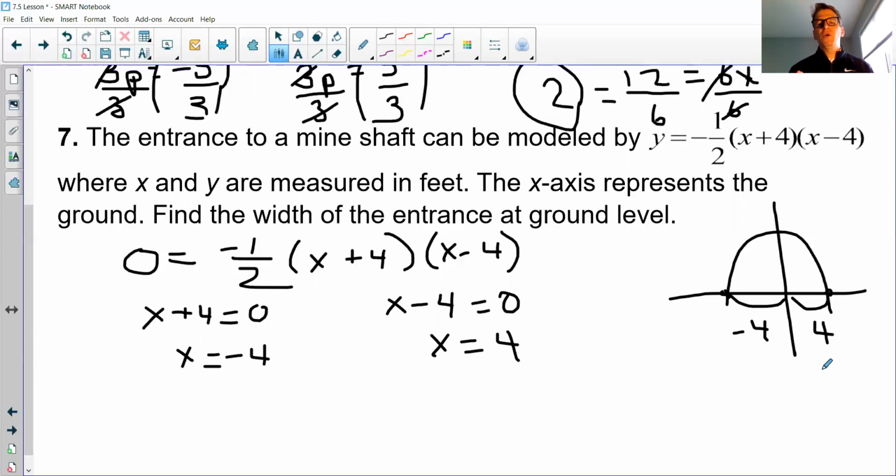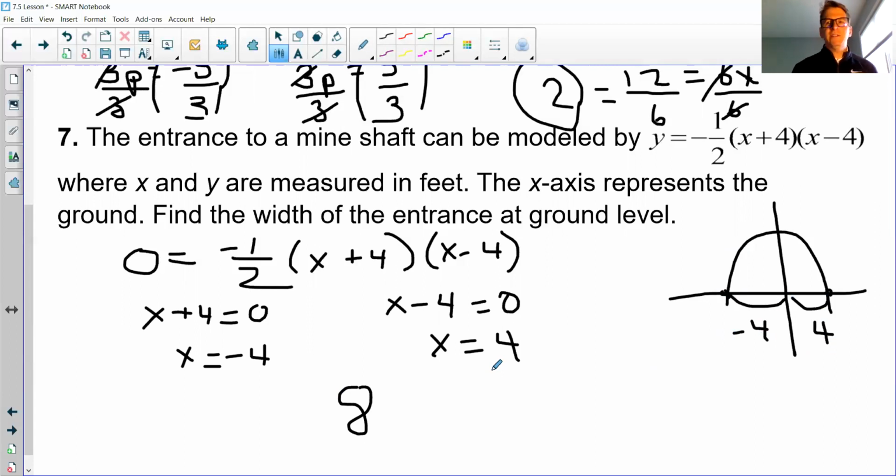But they want to know the total distance of the width of the entrance. So this total distance is not going to be -4 or +4, it's going to be 8. So 8 is the width of the mine shaft for number 7.